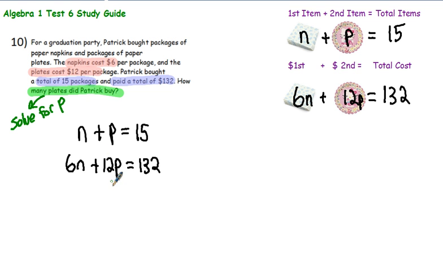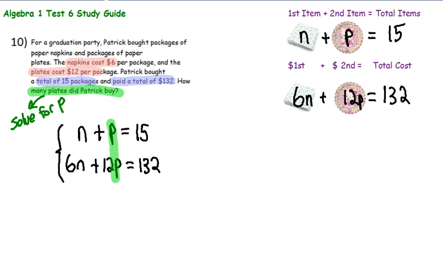If the question is just asking for plates, what they're saying is we just want to know what P is equal to. Then we don't care what the number of napkins is, so that's what we're going to choose to eliminate. We're going to eliminate the napkins because they want to know plates, not napkins. So you go back to it and say, okay, what can I do to cancel with a positive 6? I need these two things to cancel. I need them to eliminate.